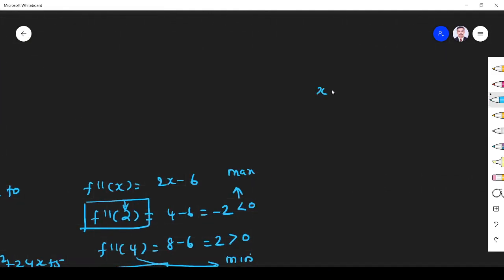So x is equal to 2 is one important point, x is equal to 1 is another important point, x is equal to 6 is another important point. So substitute this value in f of x to find the value. Next procedure. So f of x, instead of x, I substitute x is equal to 1.